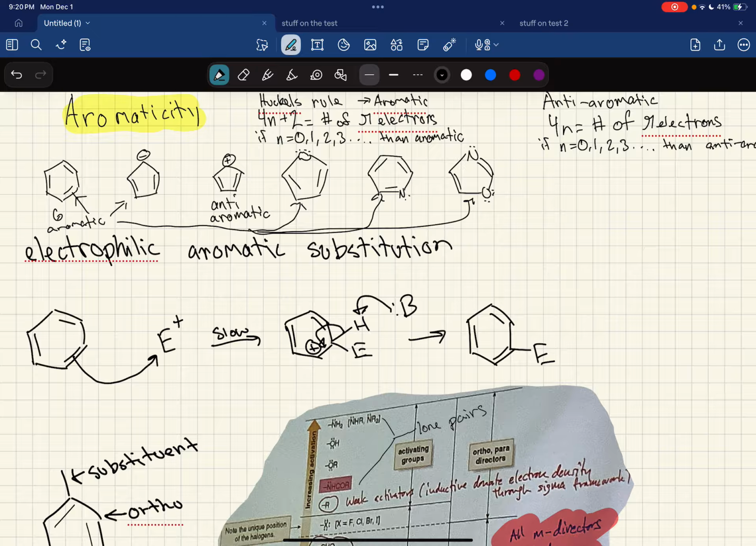All right, now non-aromatic. You know it's non-aromatic if it has an sp3 hybridized carbon in the ring. So if it looks like this, sp3, non-aromatic.